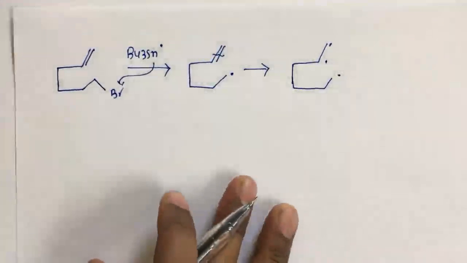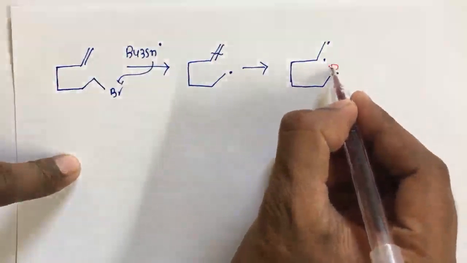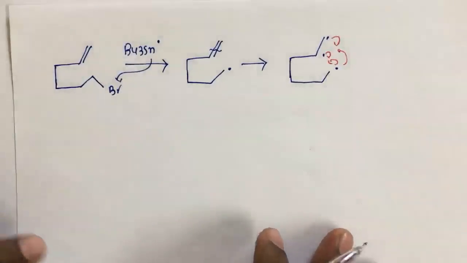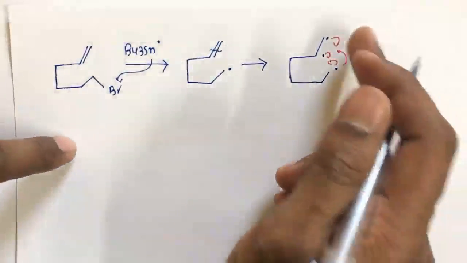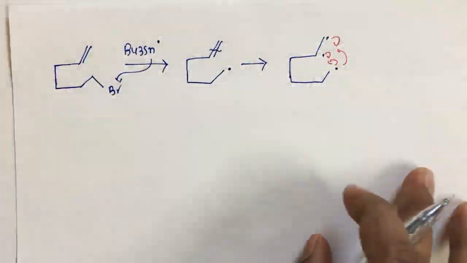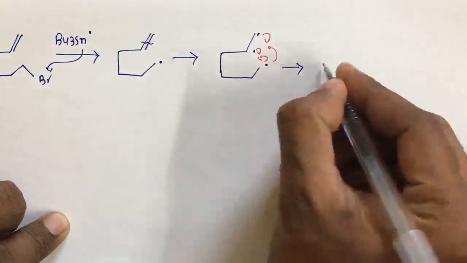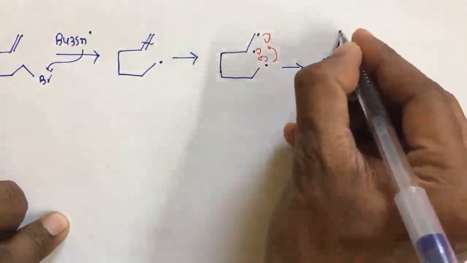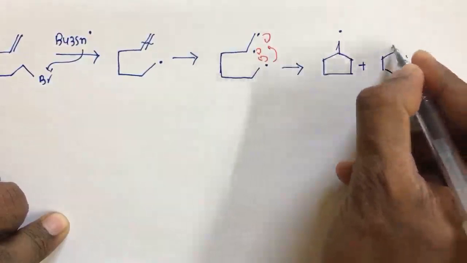Now there are two possibilities: these two can form a bond or these two can form a bond. If these two form a bond you will get a 5-member ring, and if these two form a bond you will get a 6-member ring. If it forms a 5-member ring, this is the product. If it is a 6-member ring, then this is the product.